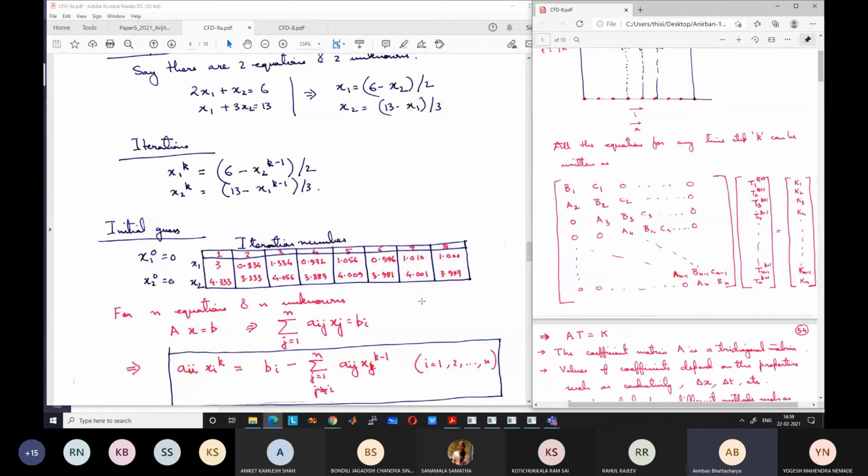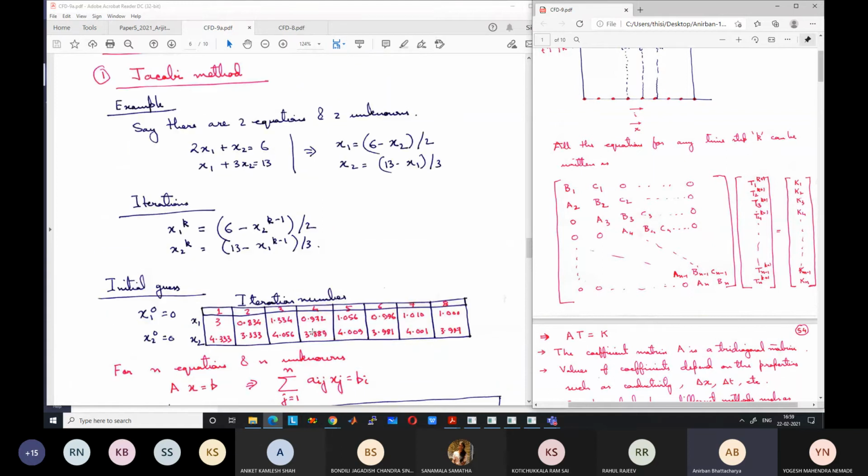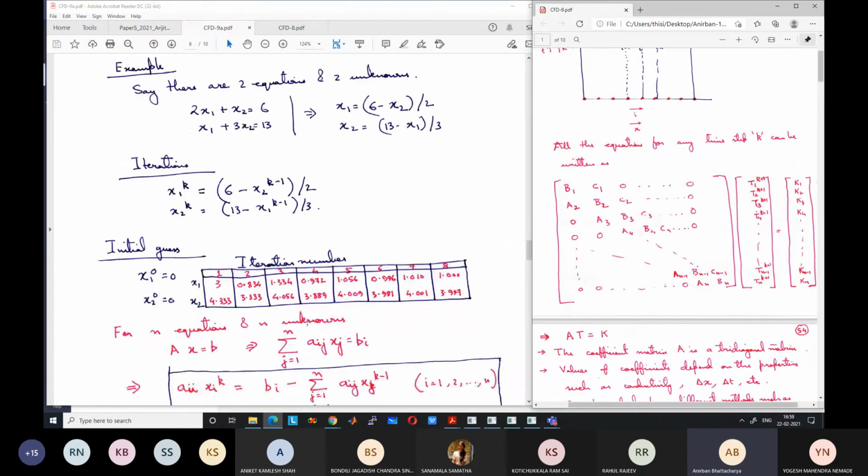Ultimately, for all these n equations, we have to check the convergence criteria at each iteration. After each iteration, we check the convergence criteria. If it is satisfied for all the equations, we say that the solution has converged. Otherwise, we continue calculating until we reach convergence. Any questions on the Jacobi method?